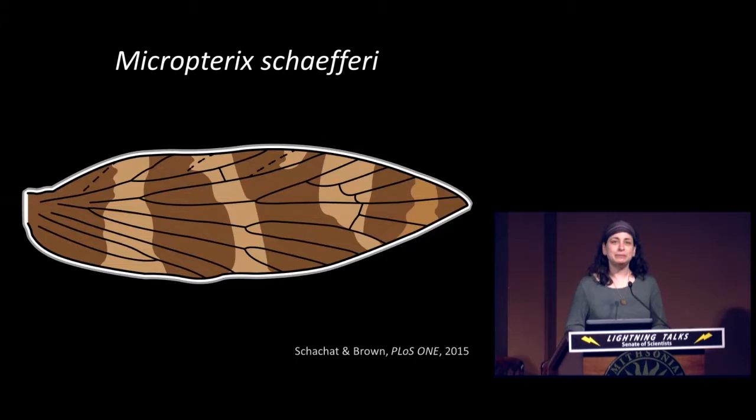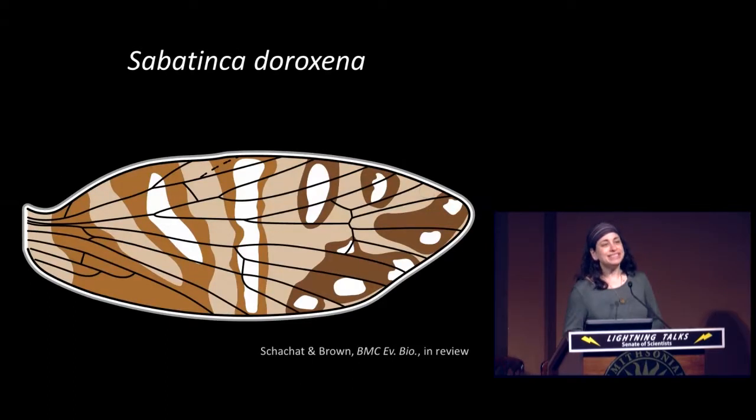Here's one example, the species Micropterix schaefferi, and as you can see, the wing margin model does hold for this species because where all of the ancestral veins terminate along that upper costal margin of the wing, we have one band of color surrounding each vein with these alternating dark and light bands. Now here you can see another species from that same family, Micropterix.